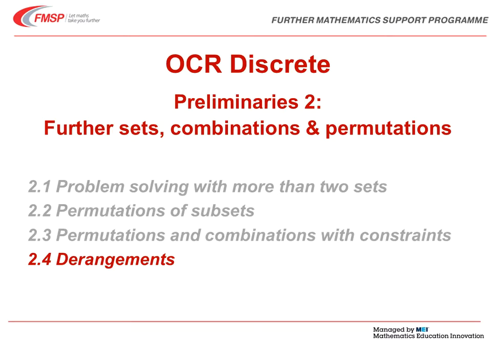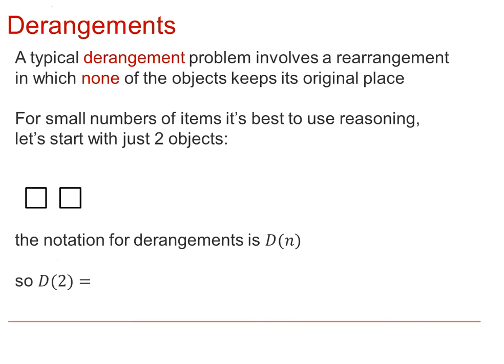Hello, this is the fourth video of the Preliminaries 2 series on further sets, combinations and permutations for OCR Discrete Further Mathematics, and the title is Derangements. A typical derangement problem involves a rearrangement in which none of the objects keeps its original place.